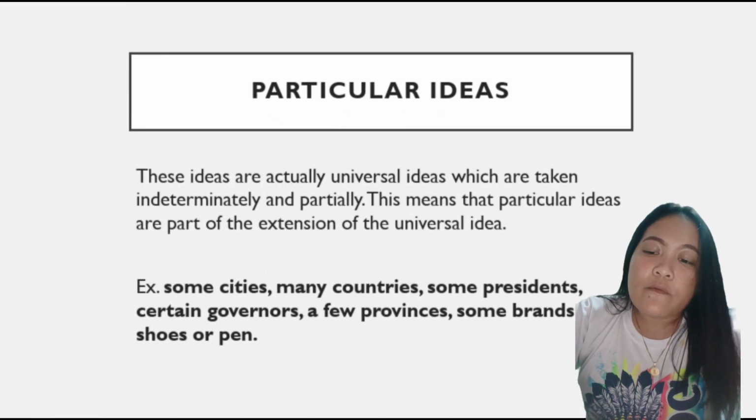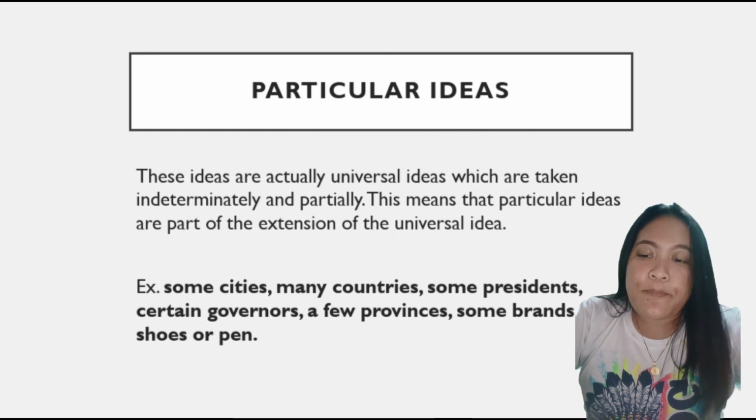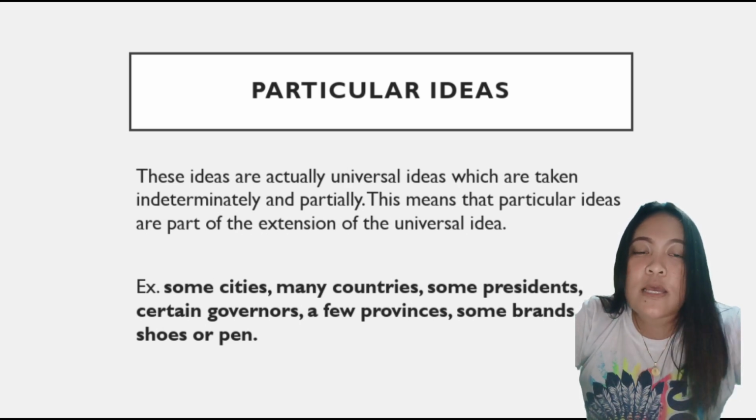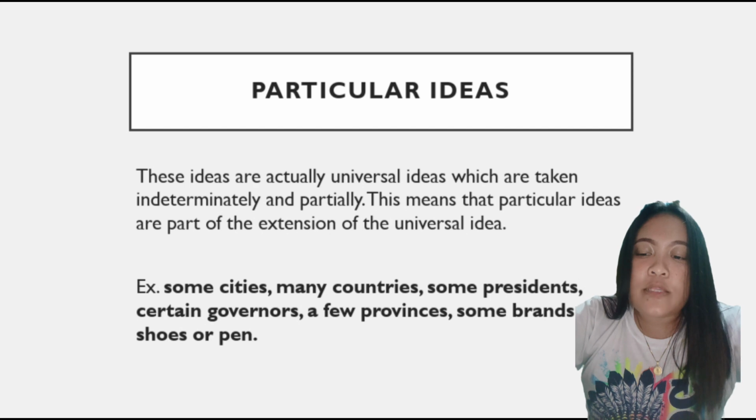Next, we have particular ideas. These ideas are actually universal ideas which are taken indeterminately and partially. This means that particular ideas are part of the extension of the universal idea. Examples are some cities, many countries, some presidents, certain governors, a few provinces, and some brands of shoes or pen.